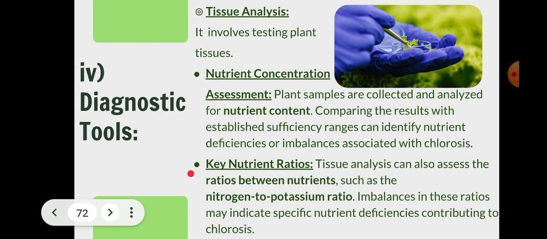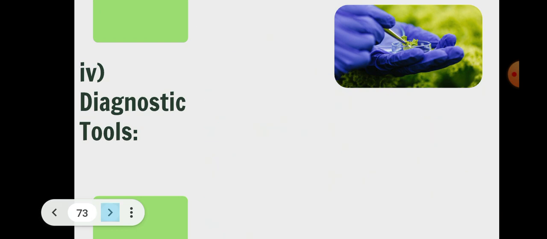The second way is key nutrient ratios. Tissue analysis can also assess the ratio between nutrients, for example, nitrogen to potassium ratio, and these imbalances in the ratios can indicate specific nutrient deficiencies which are contributing to the yellowing.